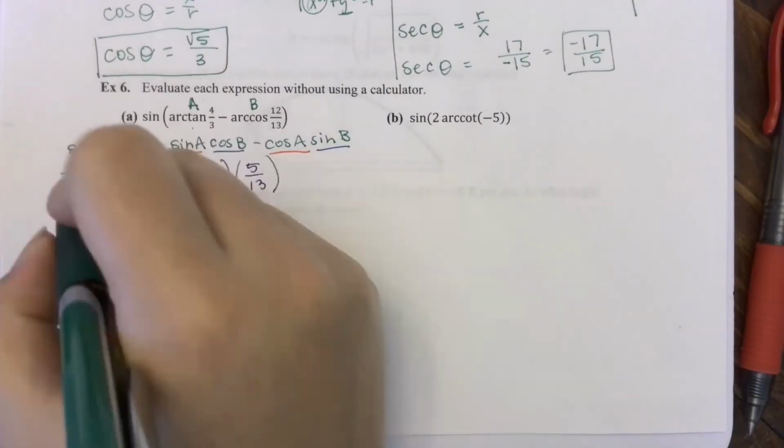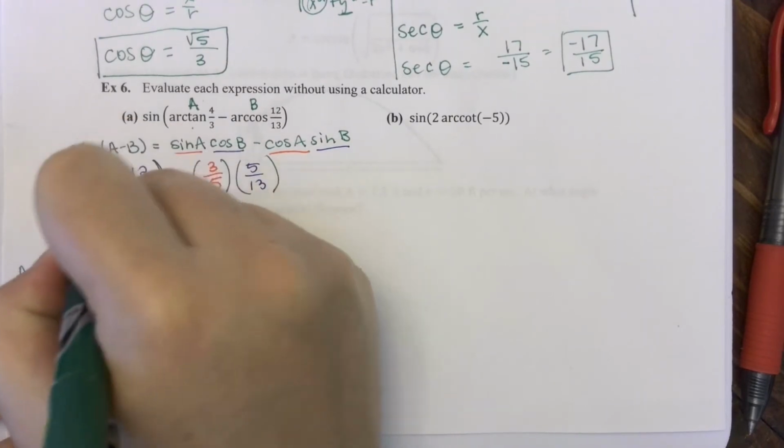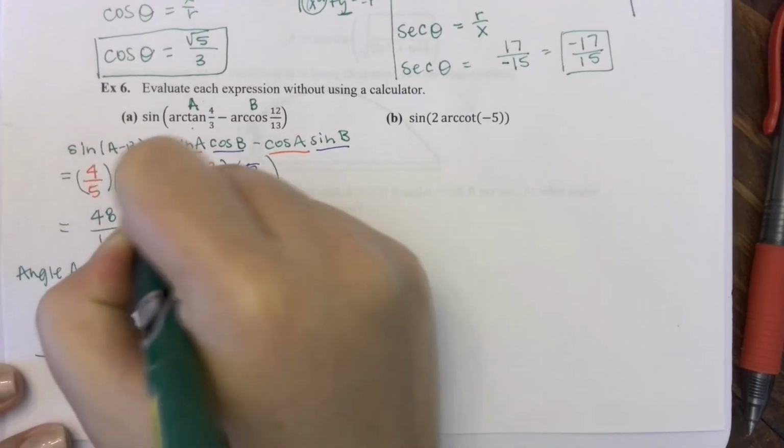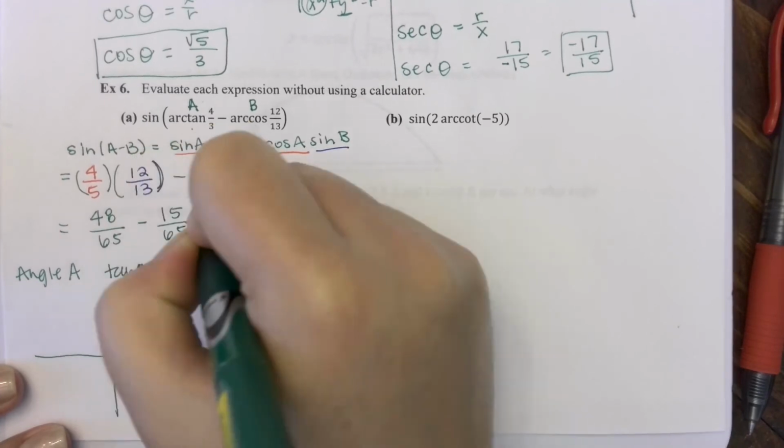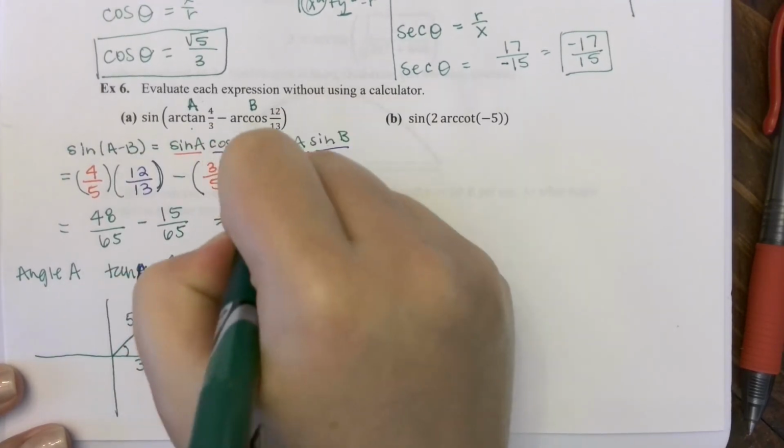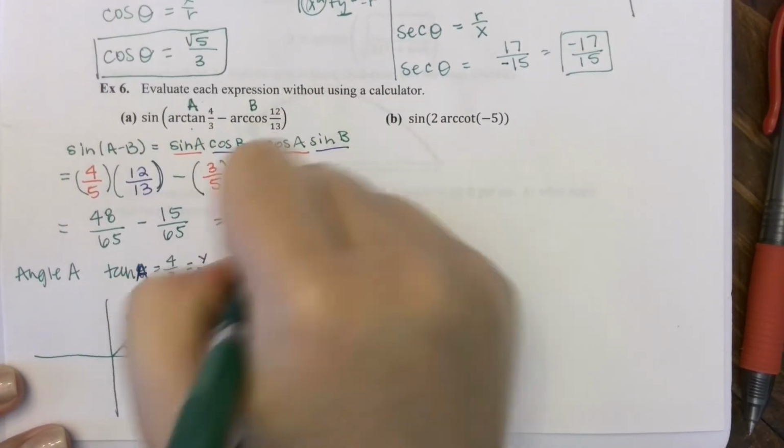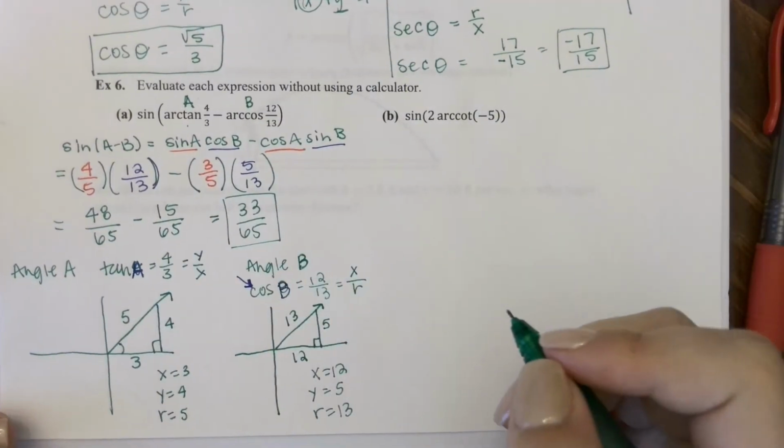Okay, so then I just multiply these out, and I have 48 over 65 minus 15 over 65, which is going to give me 33 over 65 as my answer.